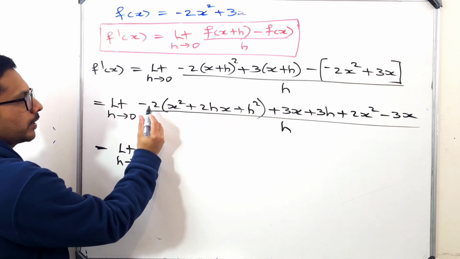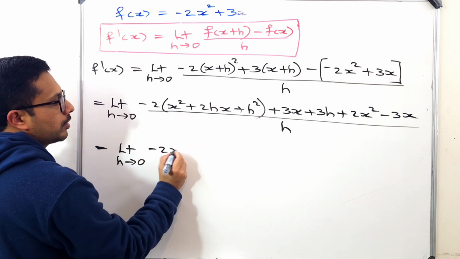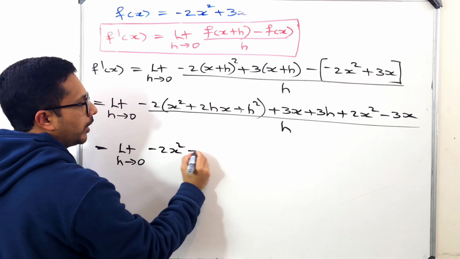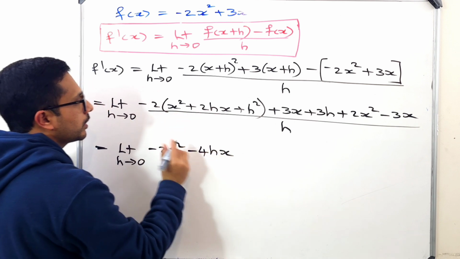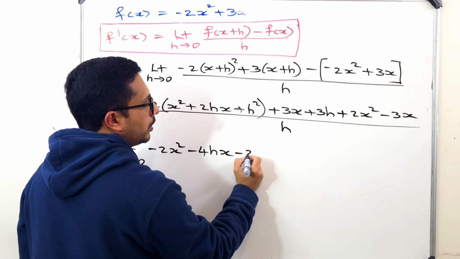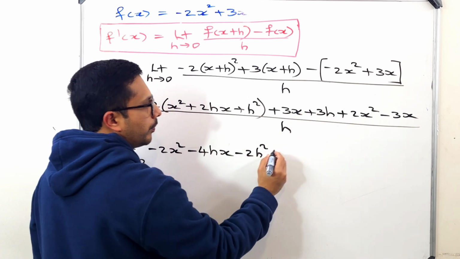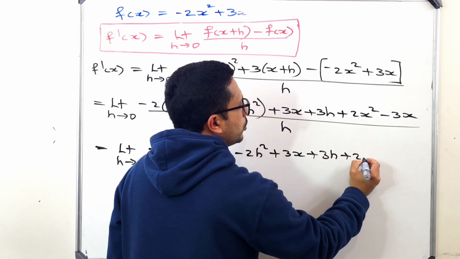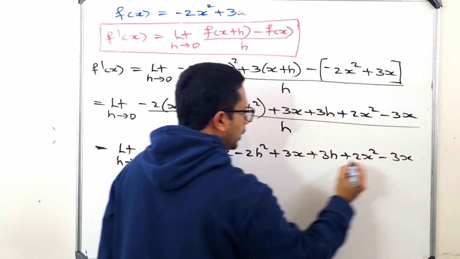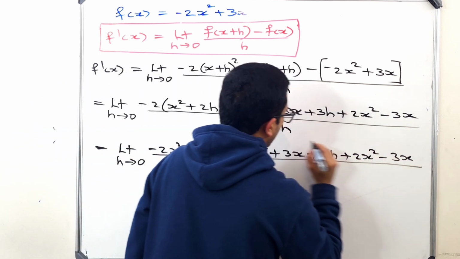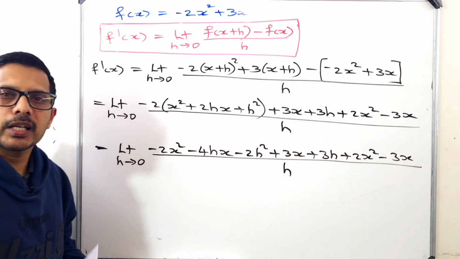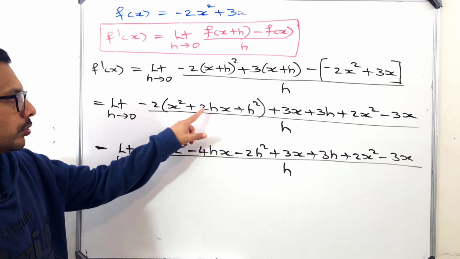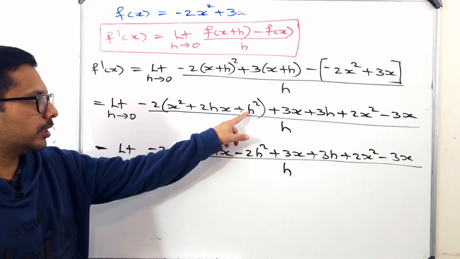Okay, so let's expand. Minus 2 into x squared, minus 2x squared, minus 2 times 2hx, minus 2 into 2 is minus 4hx, minus 2 times h square, minus 2h square. Then the remaining terms as it is, 3x plus 3h plus 2x square minus 3x, the whole divided by h. So what I did here, guys, I just expanded this bracket: minus 2 times x square, minus 2x square, minus 2 times this term, that is this one.